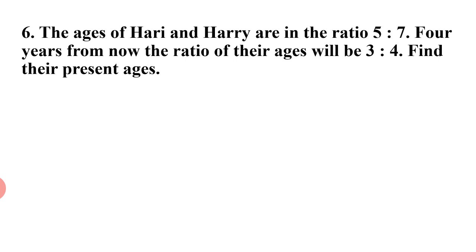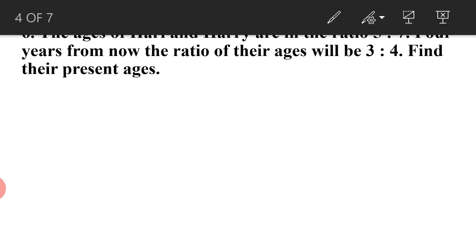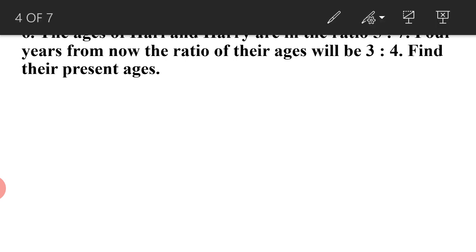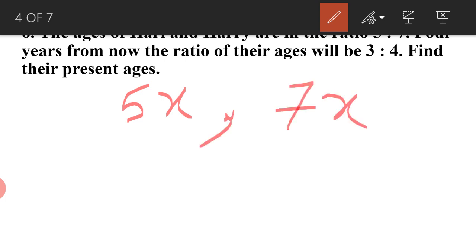The ages of Hari and Harry are in the ratio 5:7. Whenever you come across the term ratio, then what should be assumed, children? Common multiplier. So 4 years from now, the ratio of their ages will be 3:4. Find their present ages. Now as the ratio of present ages is 5:7, can we say that x is the multiplier? So Hari's age is 5x and Harry's age is 7x. Is it okay? Now after 4 years what will happen?